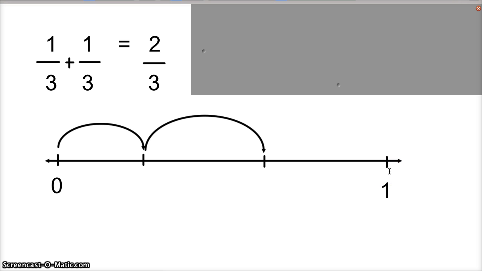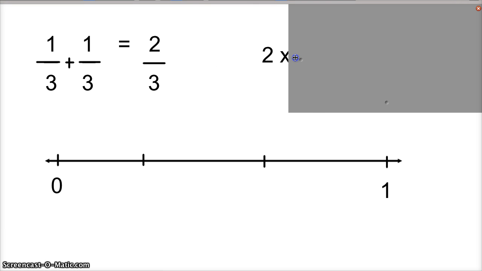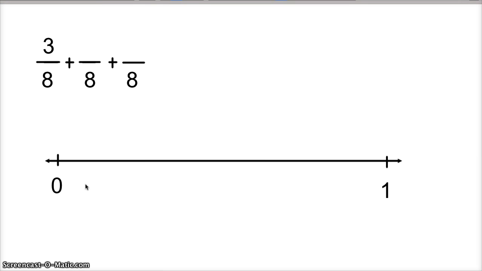So let's take it one step further. How many copies of 1/3 did I have? I had 2 copies of 1/3. So 2 copies of 1/3 equals 2/3. Okay, that's another way to represent that. I just want you to think about it that way. Let's try another one.